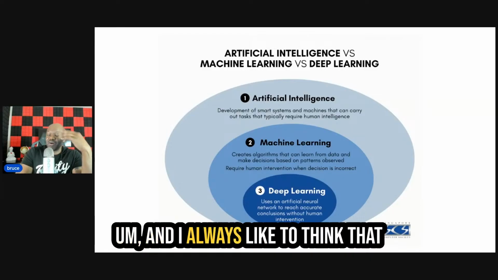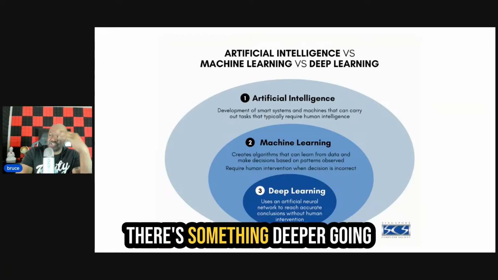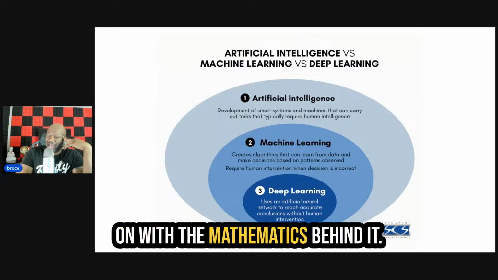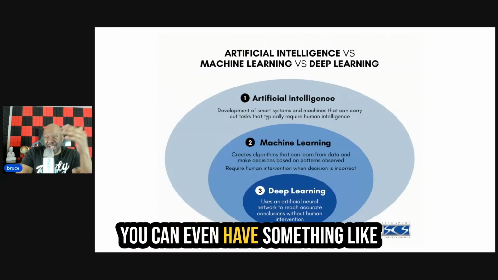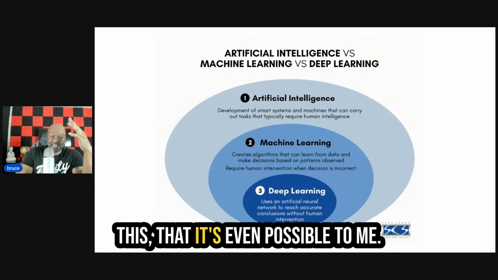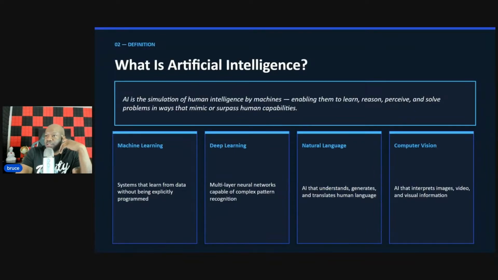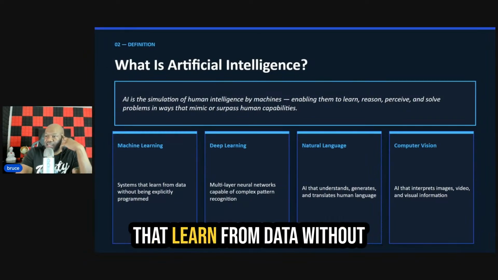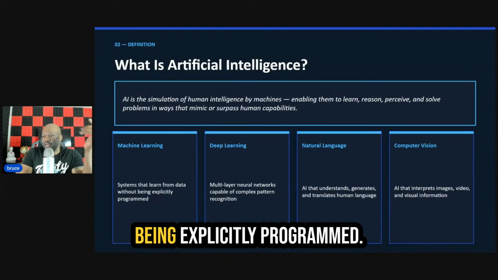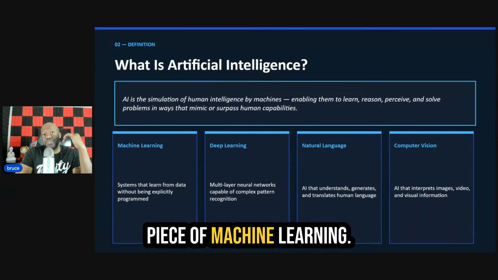And I always like to think that there's something deeper going on with the mathematics behind it. It's beautiful that you can even have something like this, that it's even possible. To me, it's amazing. So this goes into a little bit deeper: machine learning, systems that learn from data without being explicitly programmed. That's the important piece of machine learning.